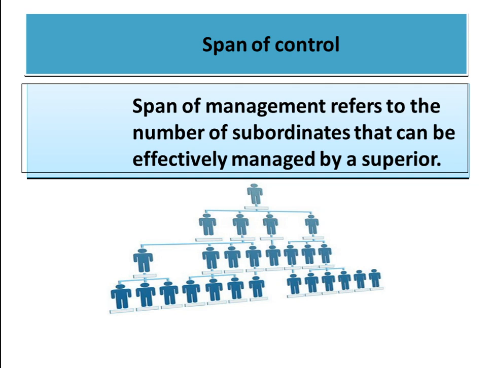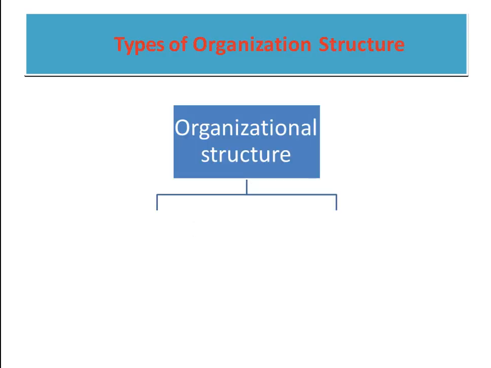How many subordinates a manager can effectively control, that concept is called span of control. So then types of organizational structure.